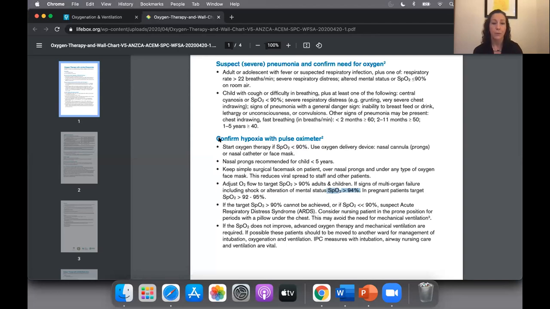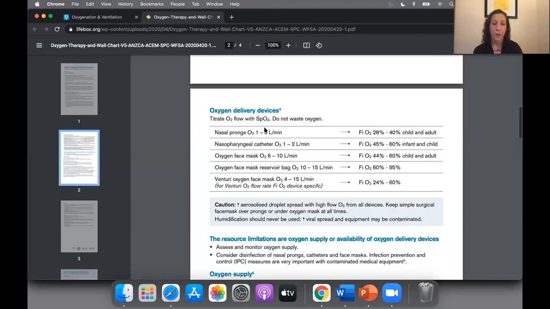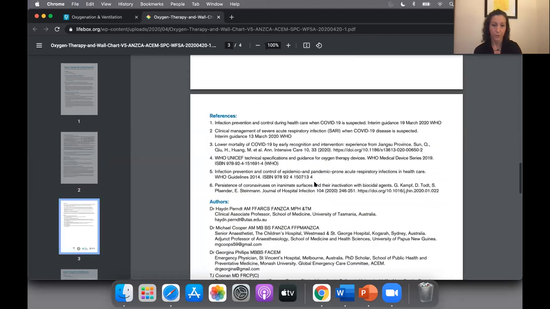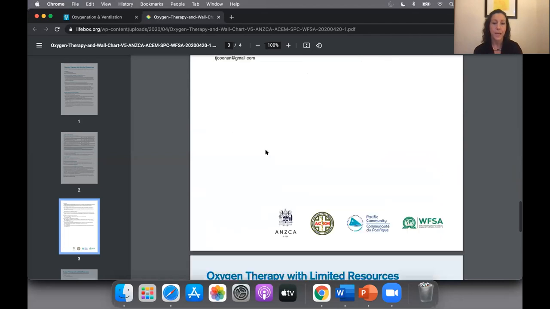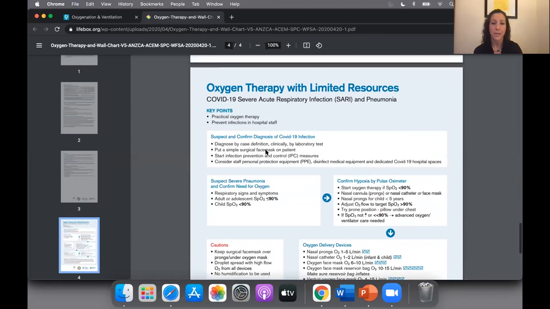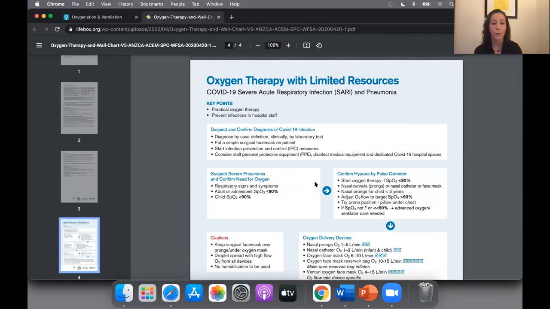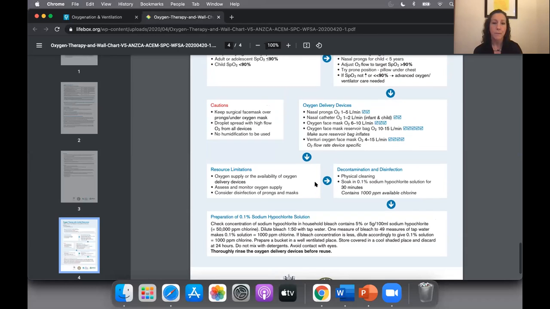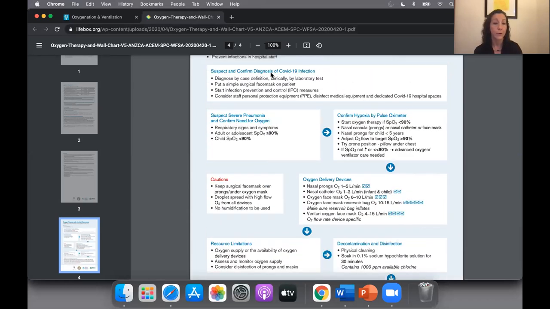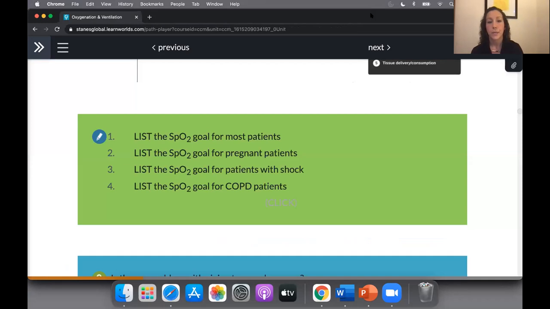So this is how they start their algorithm with confirming the hypoxemia. They do talk about the different delivery devices and FiO2s that you can achieve, which we'll talk a little bit more about. And then you can see who the authors are and their references. And the very last page of this document is the thing that you can print out and hang. It's an algorithm on how to deliver oxygen to hypoxemic patients. So this may be helpful to providers that don't normally deal with hypoxemia, nurses, students, et cetera. So that's a good resource.